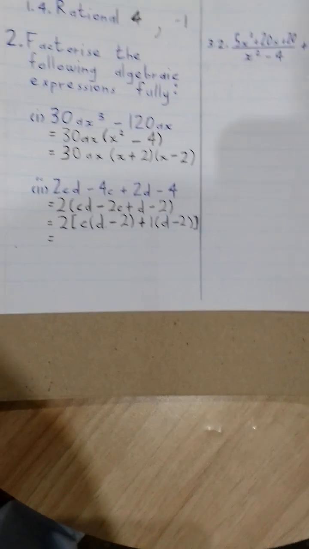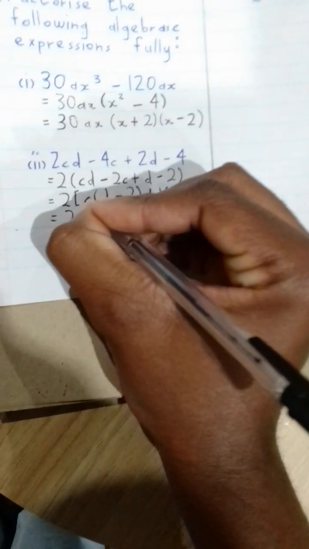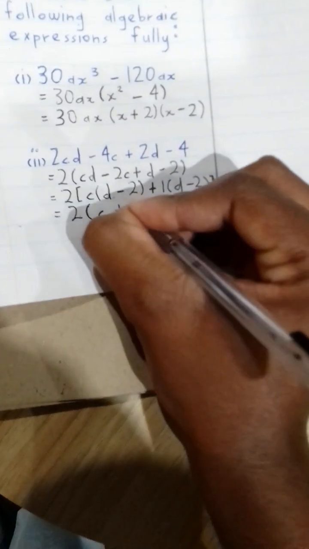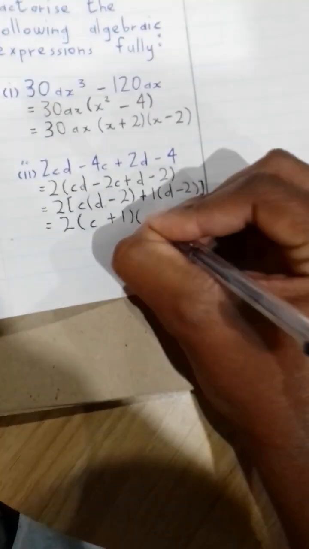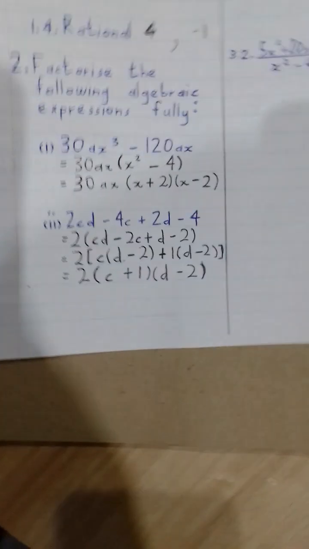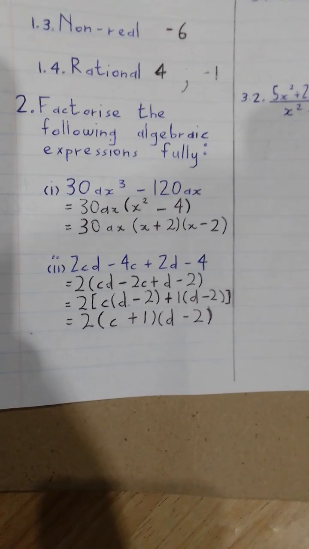So as we can see, we have a repeating bracket, which is D minus 2. So it's going to be 2. The coefficient of the first one is C plus 1. The coefficient of the second bracket, and then you write the repeating bracket, D minus 2. I hope that wasn't too challenging.